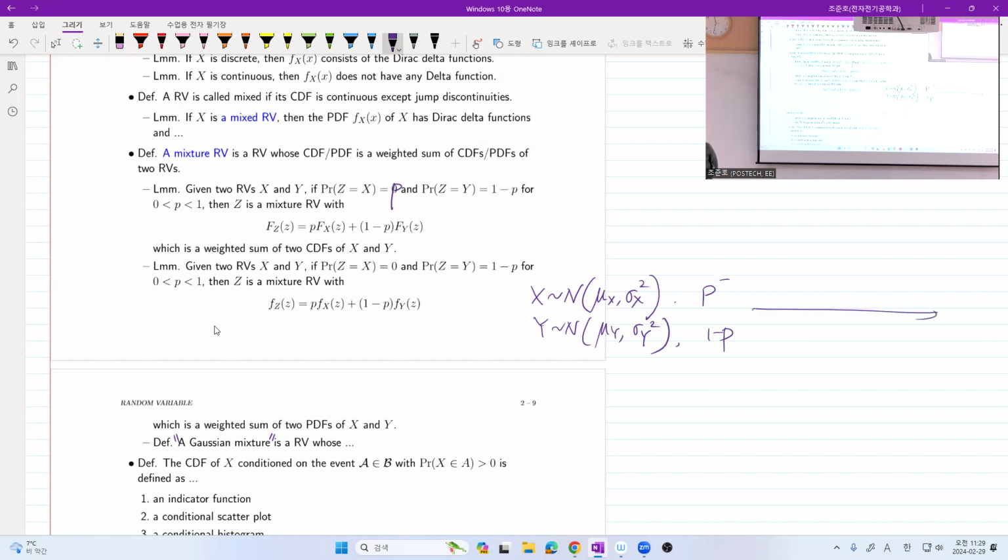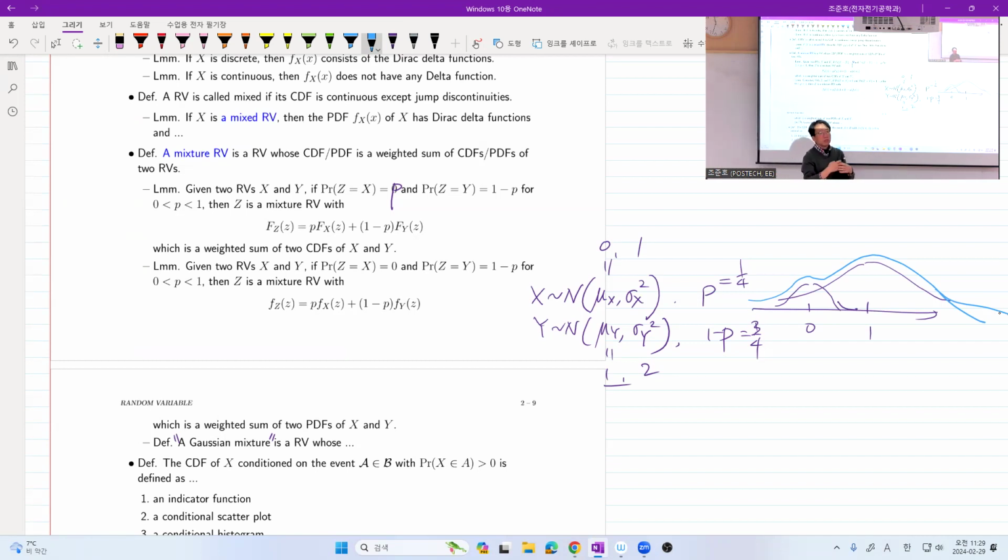Then what happens? Let's say this is 1/4, and let's say 3/4, and 0, 1, and 1, 2. Then what happens? Here at 0, you have density of Gaussian, okay, with weight 1/4. And here at 1, you have a density of Gaussian with larger variance. So what would be the overall shape of this mixture random variable? It's something like this, right?